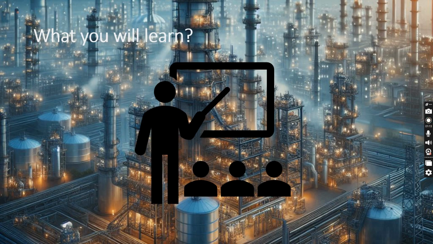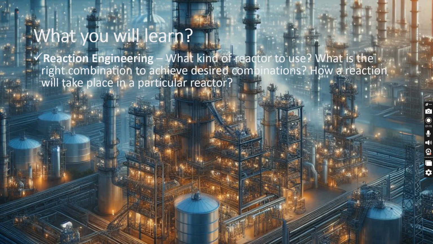Now, what will you learn when you pursue chemical engineering? You will learn about reaction engineering. Here, for a given reaction or a given raw material to product conversion, what kind of reactor you need to use. You will learn the right combination of reactors to achieve the desired product concentrations or conversions, and how a reaction takes place in a particular reactor. You will design reactors using the correct chemistry or thermodynamics of the reaction, to maximize conversions and optimize the process.